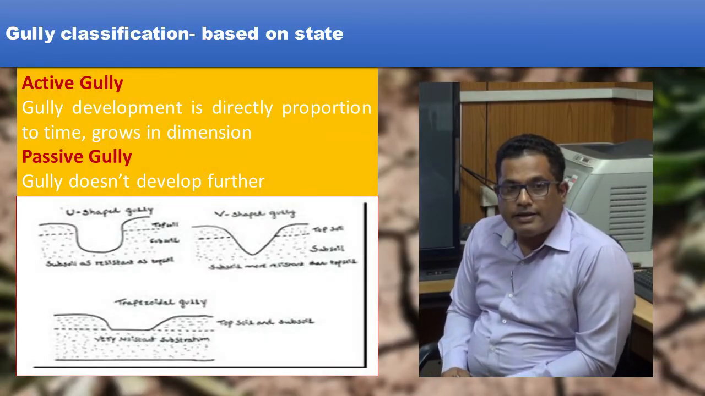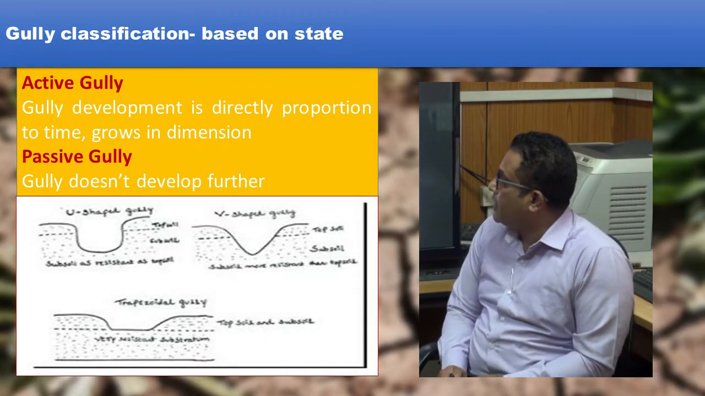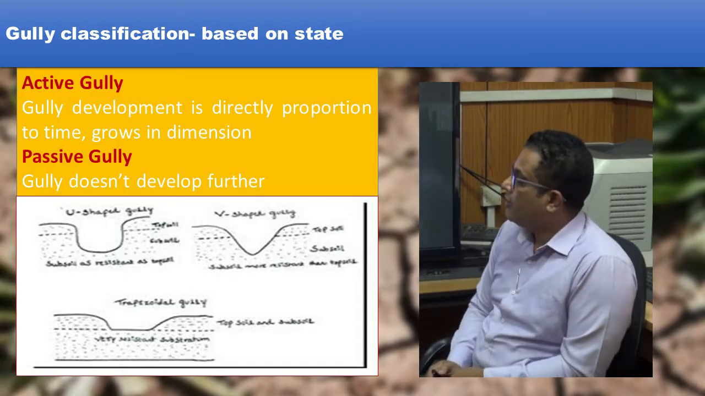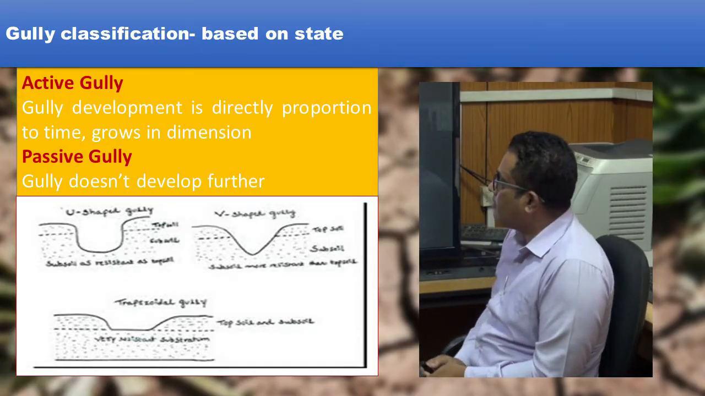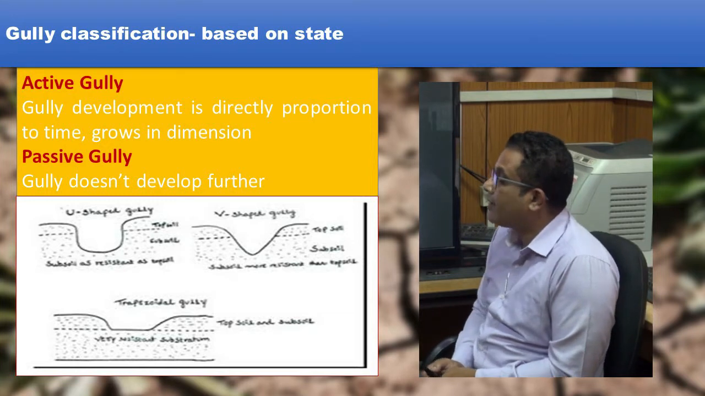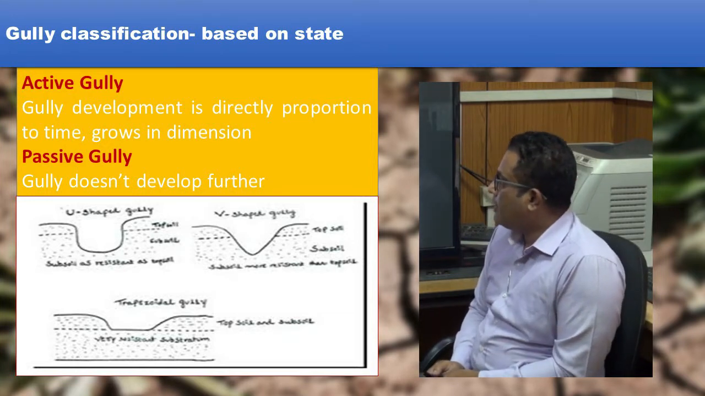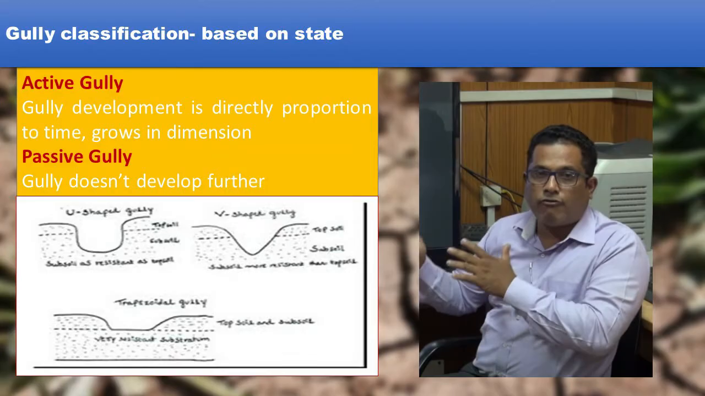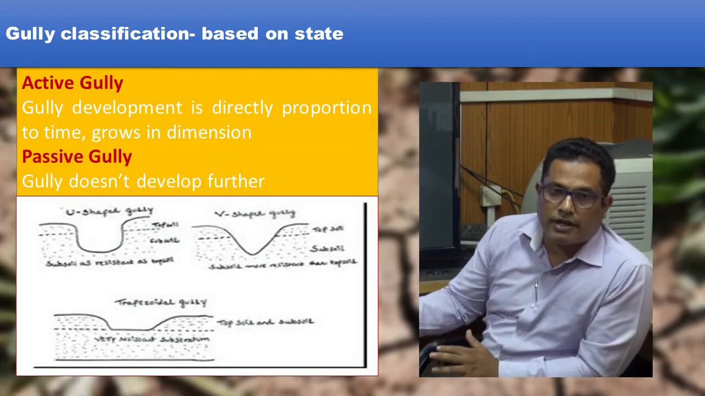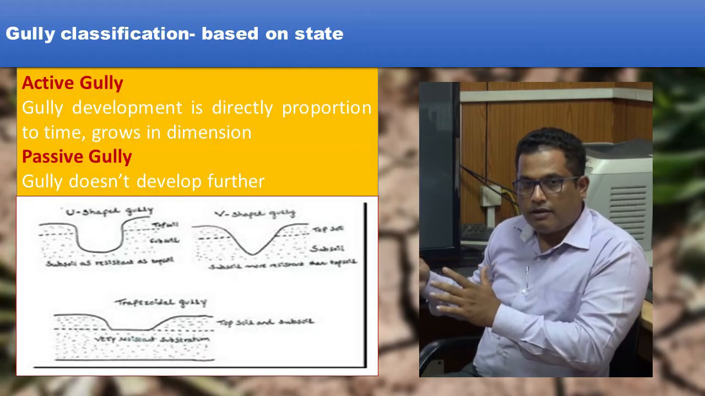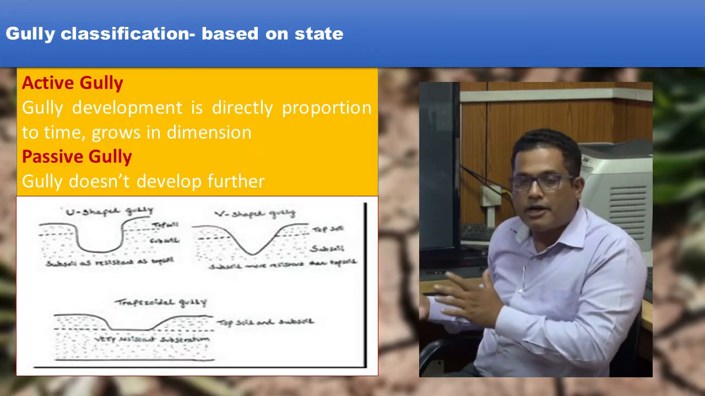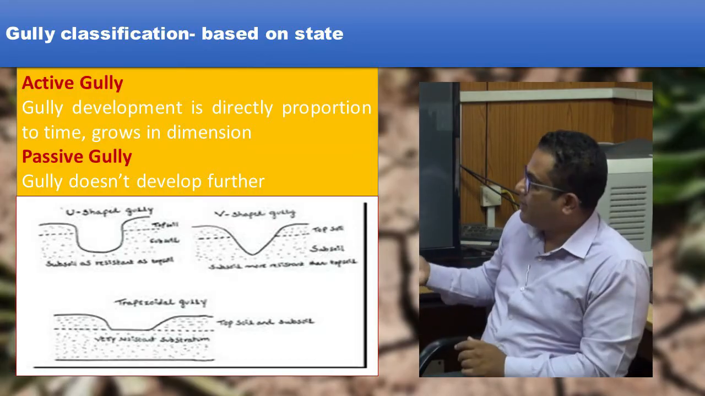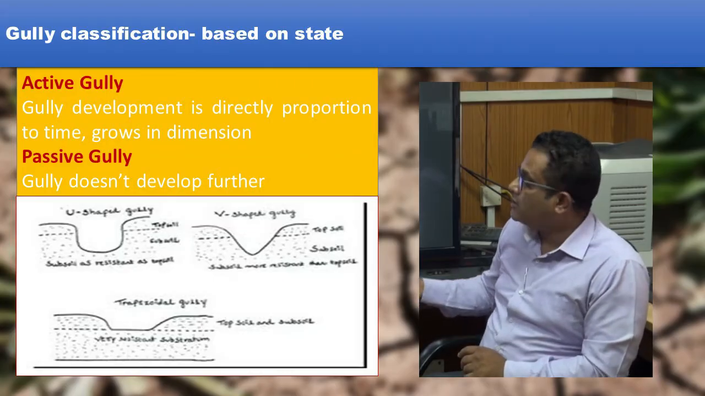Now the gully is again classified based on its state. Based on its state there are two types of gully. One is active gully, where the gully development is directly proportional to time, and it grows in dimensions. Active gully is one which is still evolving. The final fourth stage, or the healing stage, has not been reached. So in its time period there would be scope for widening as well as deepening. That is, the gully is not totally formed, it is not stabilized.